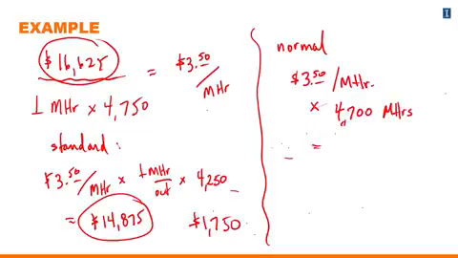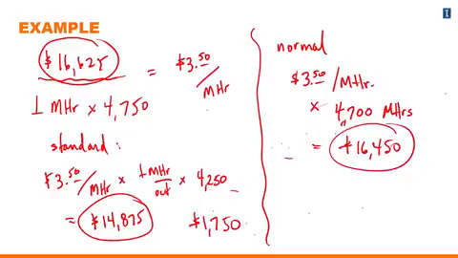That yields an estimated overhead of $16,450. And the difference between that version of applied overhead and the budgeted amount of $16,625 is $175. This would be the production volume variance calculated under a normal costing system.